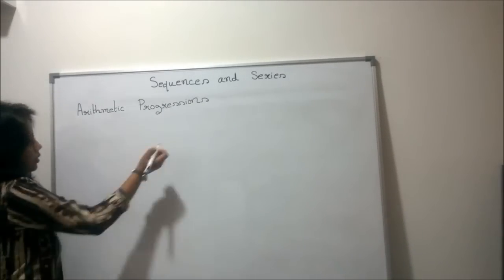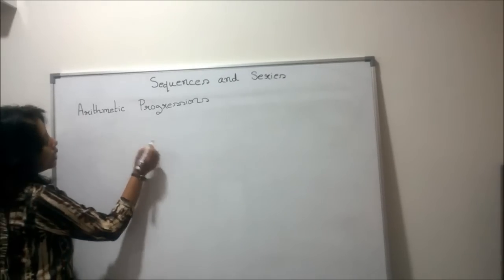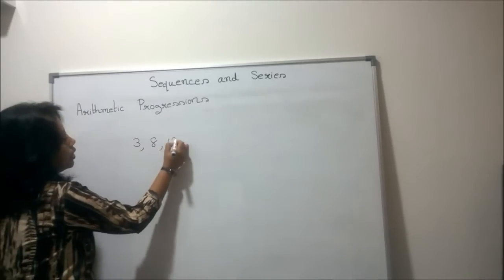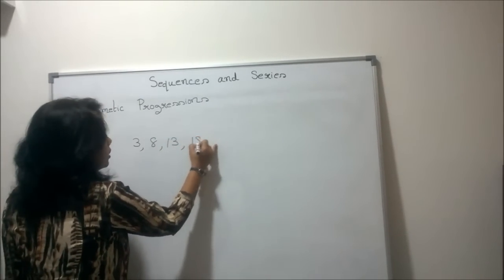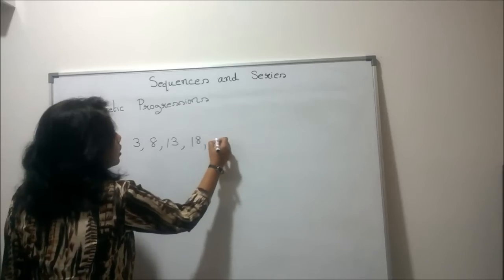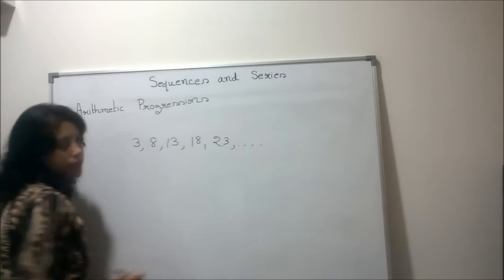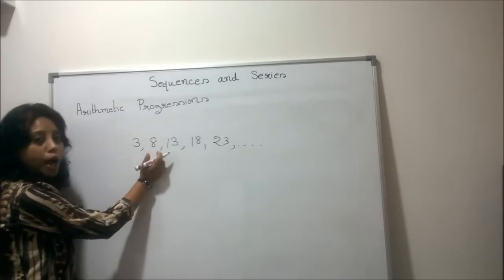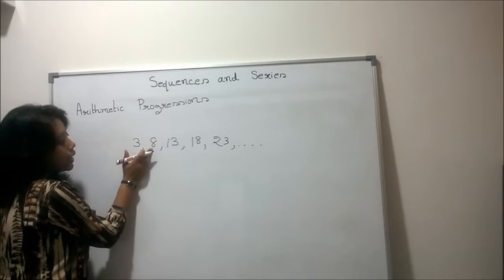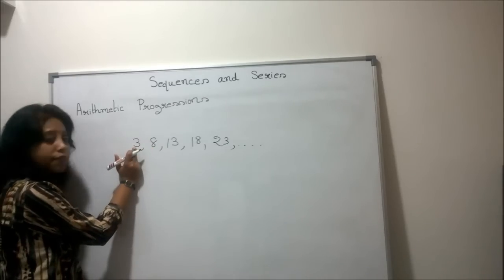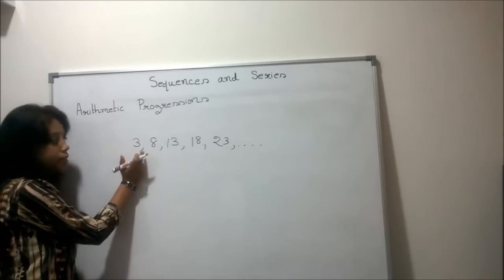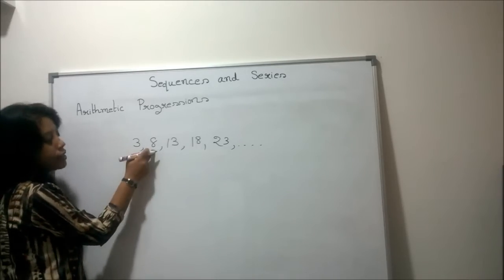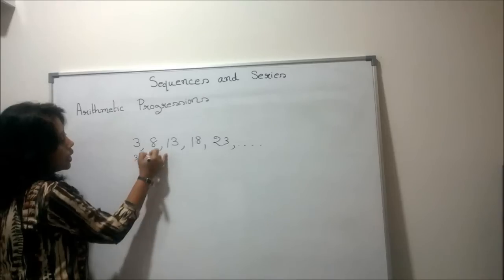Let us take an example of a sequence like that: 3, 8, 13, 18, 23, in this way. So you can see here, how could we get the terms of this sequence? The second term is obtained from the first one by adding how much? That is 5. If we add 5 to the first term, we get the second term. Okay, 3 plus 5, that is 8.